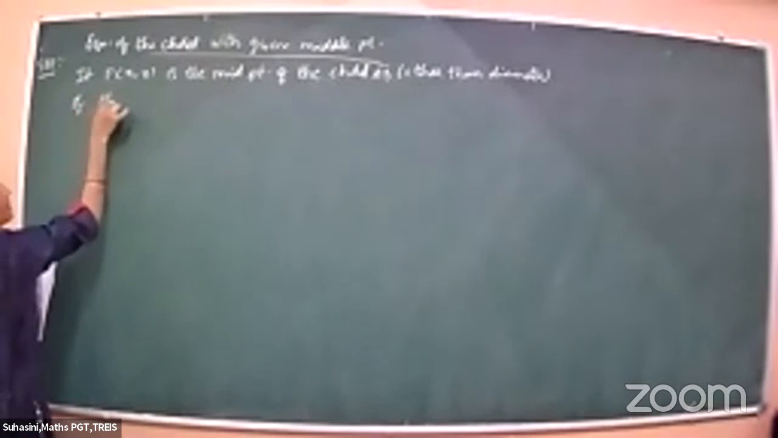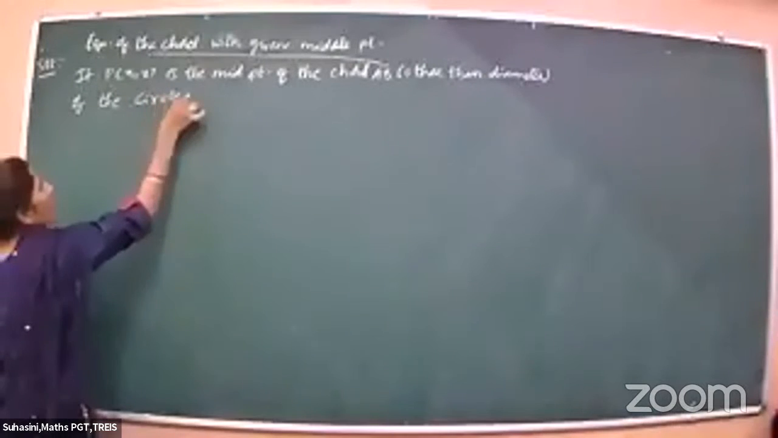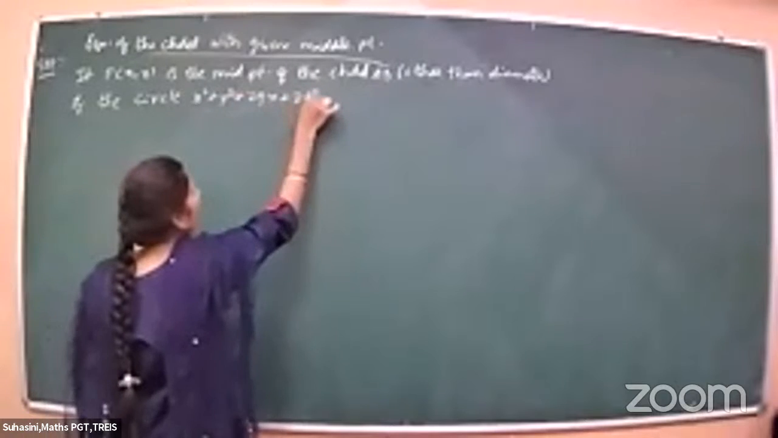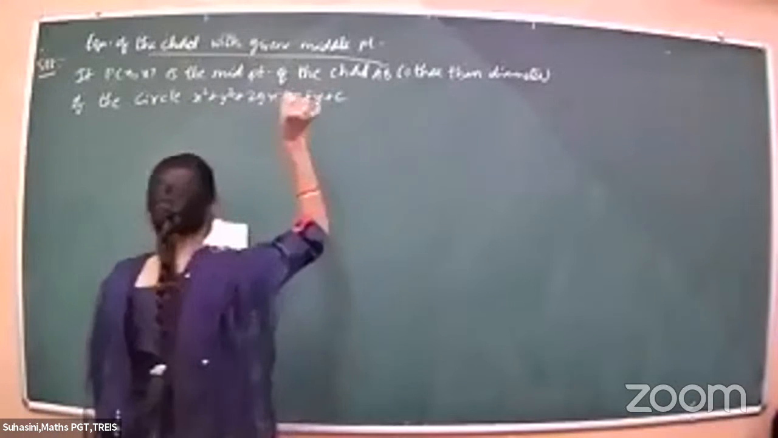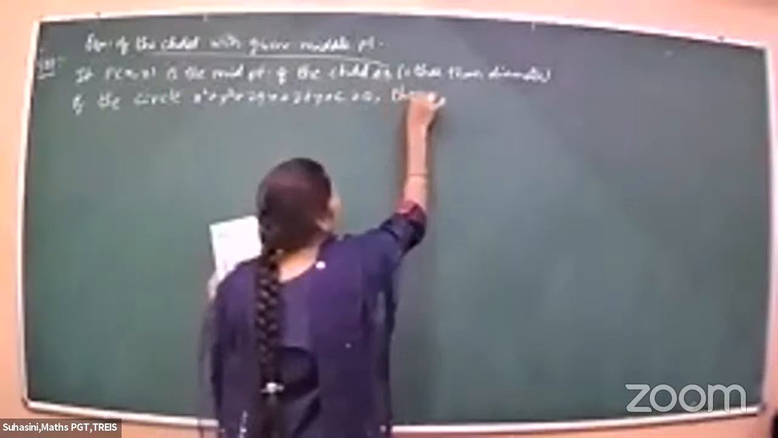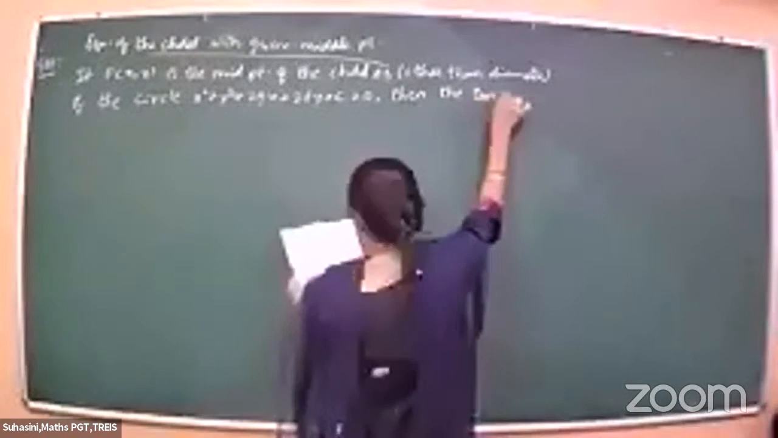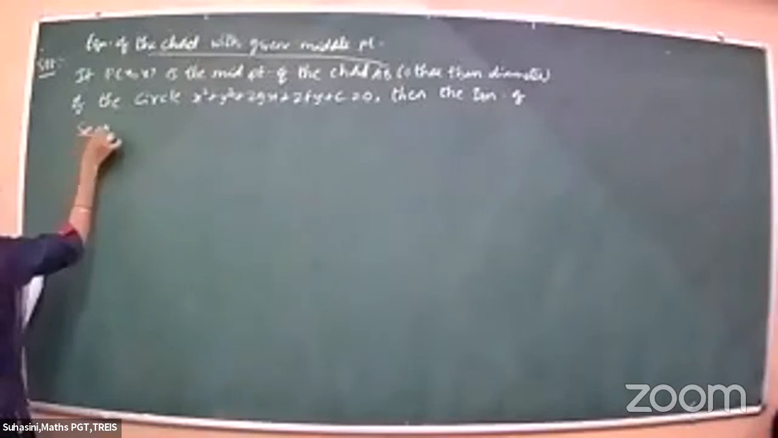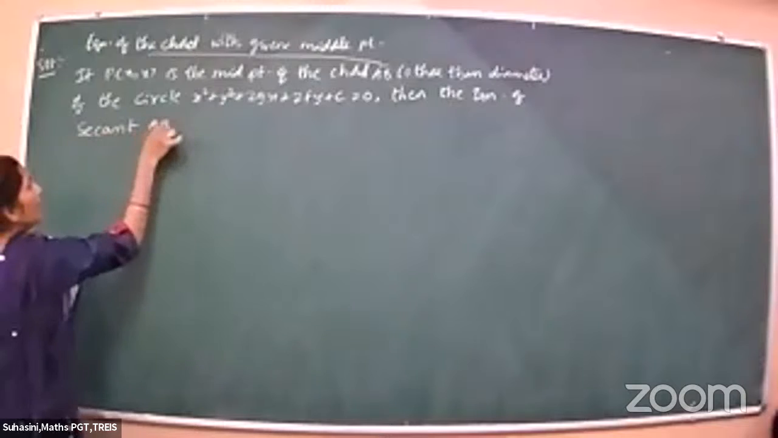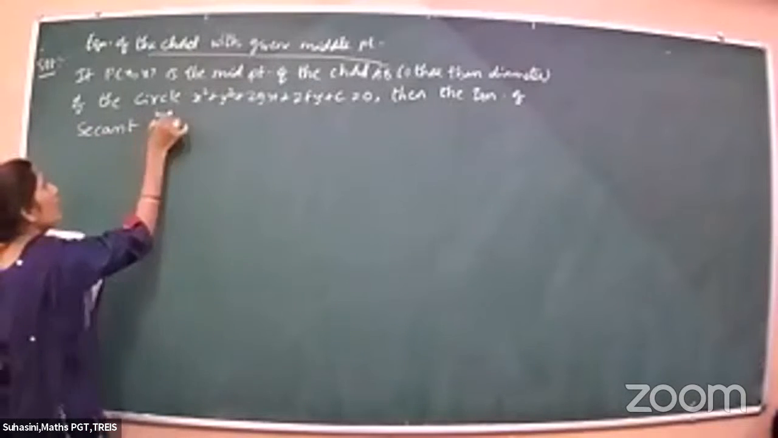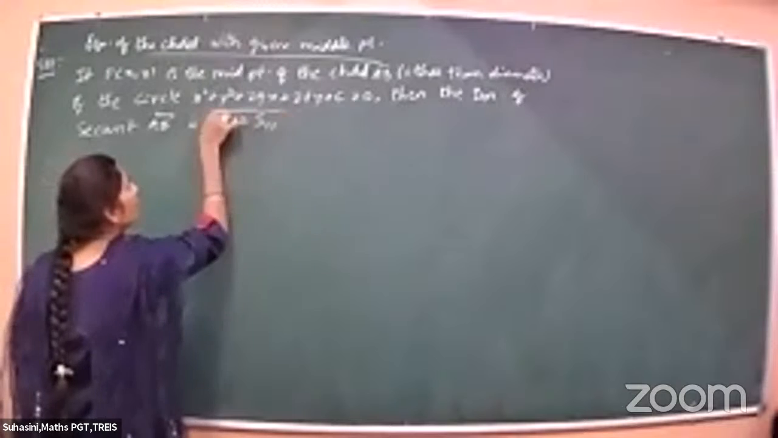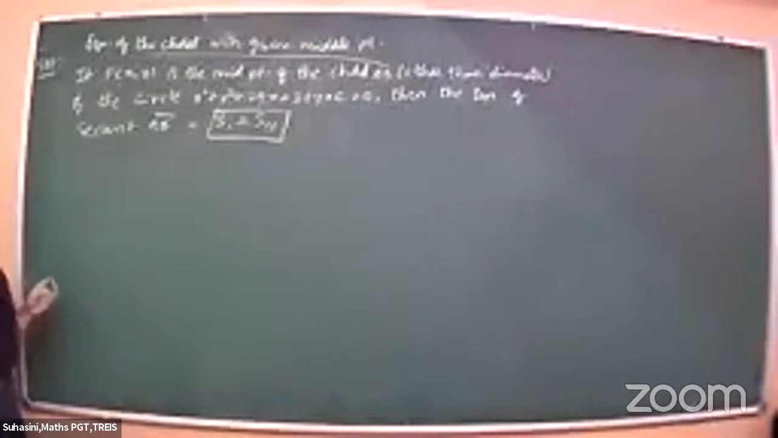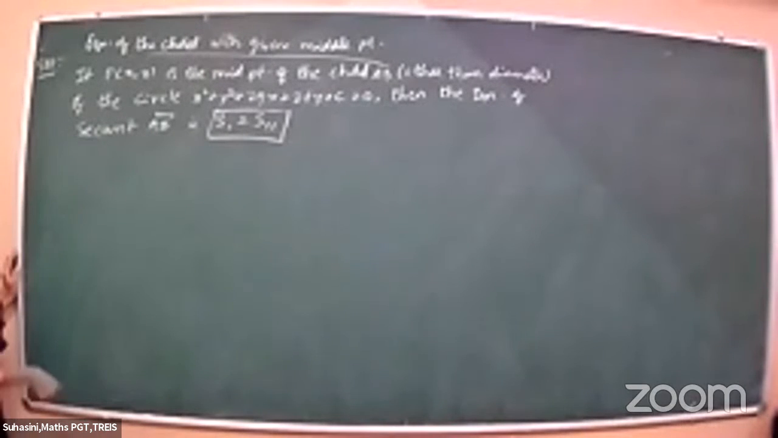Let us see what happens if it is a diameter also. Of the circle, what is the circle? x square plus y square plus 2gx plus 2fy plus c is equal to 0. Then the equation of secant AB is S1 equal to S11. Now we need to prove this statement, S1 is equal to S11.